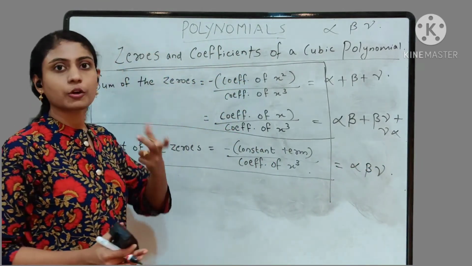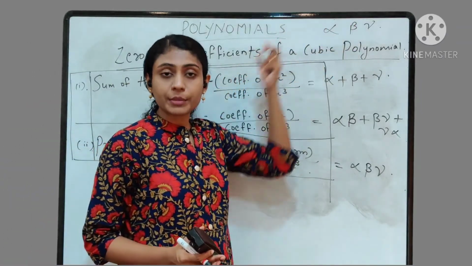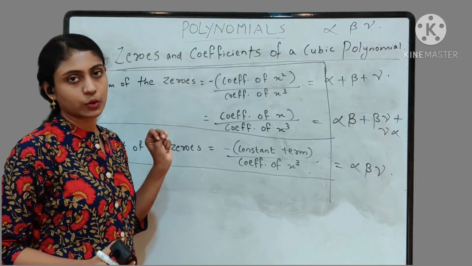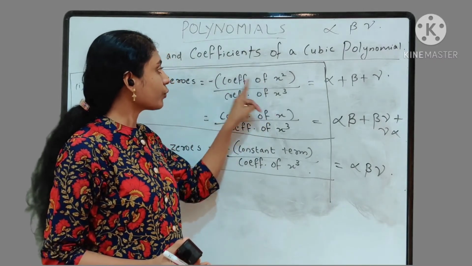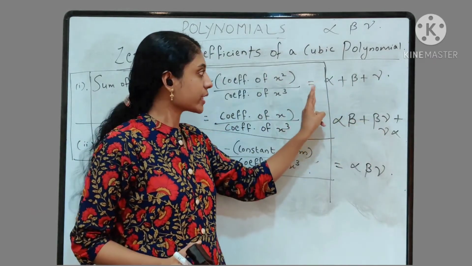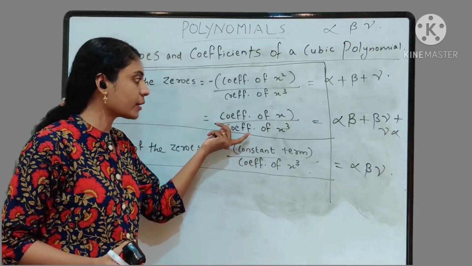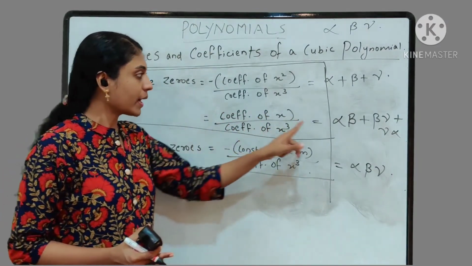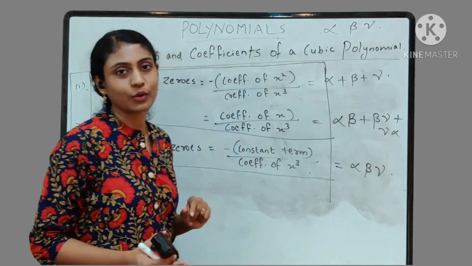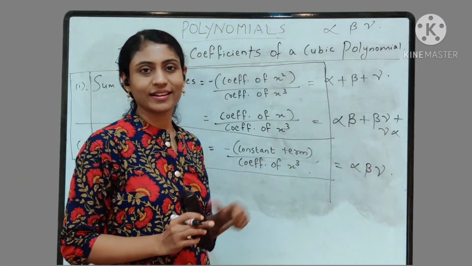So for a cubic polynomial of the form ax cube plus bx square plus cx plus d, let the zeros be alpha, beta and gamma. Then we have two formulas for sum of the zeros. And this value, that is negative of coefficient of x square by coefficient of x cube, we got it by adding these three zeros, that is alpha plus beta plus gamma. And this formula, that is coefficient of x divided by coefficient of x cube, how we got? By adding in such a way that alpha beta plus beta gamma plus gamma alpha. And what about the product of the zeros? Multiply those three zeros, that is alpha, beta and gamma.